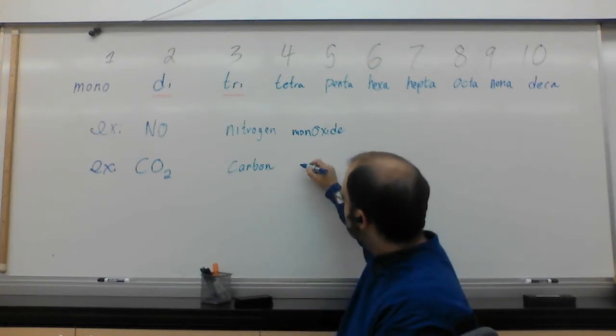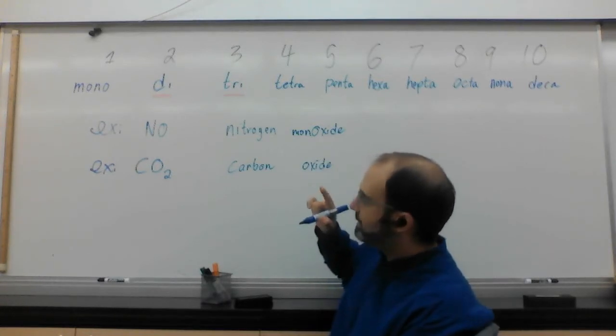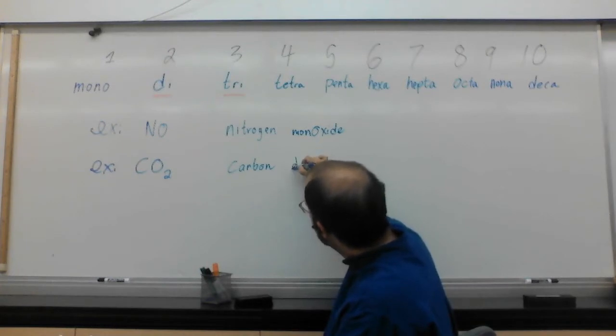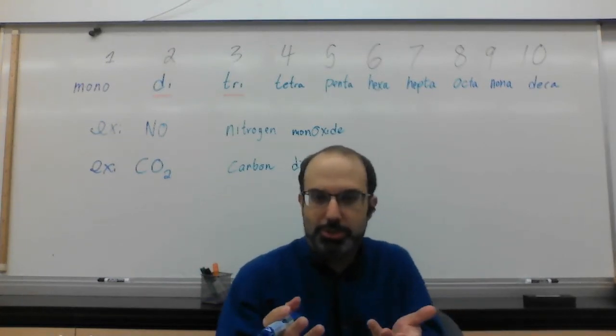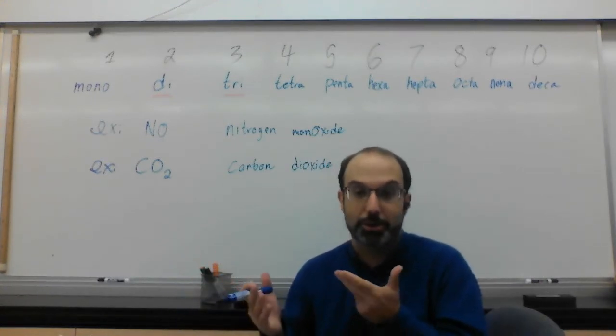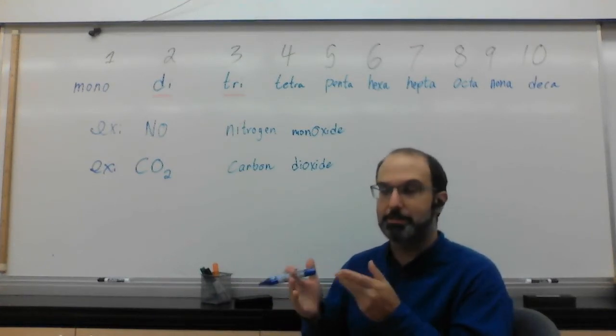Okay, well, we know how to do that. That's going to be oxide. But there's two oxygens, so I don't write monoxide, I write dioxide. Carbon dioxide, which you know that name. That name is one that you have seen and said and heard many, many times, but now you know what it means. Di means two.